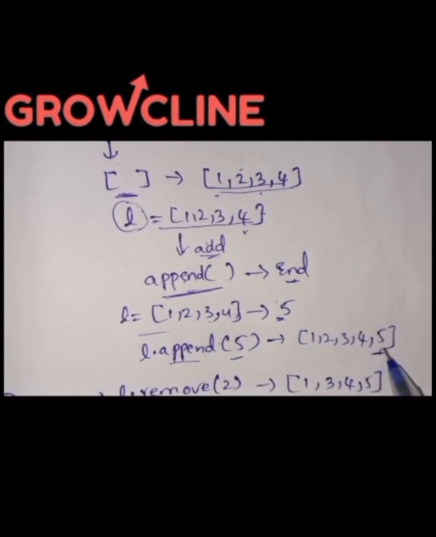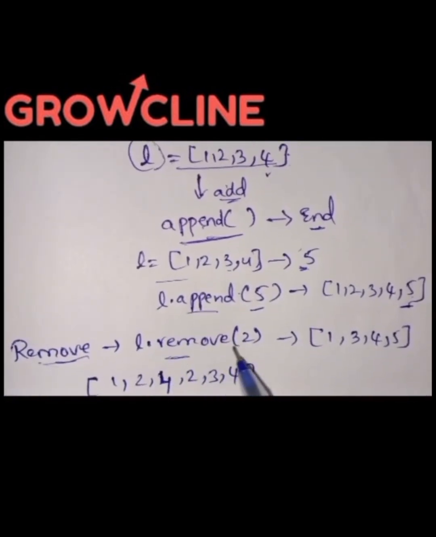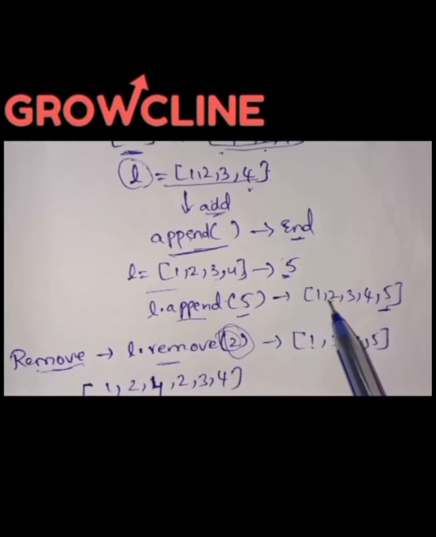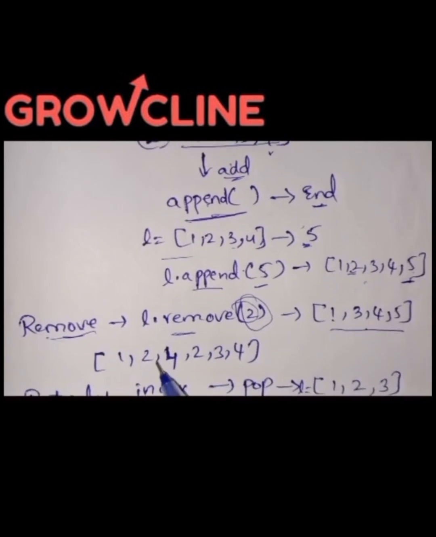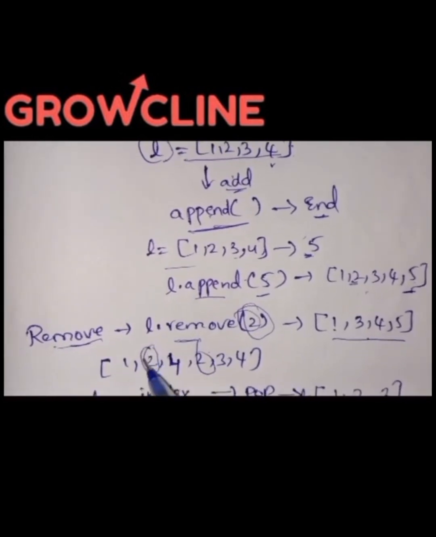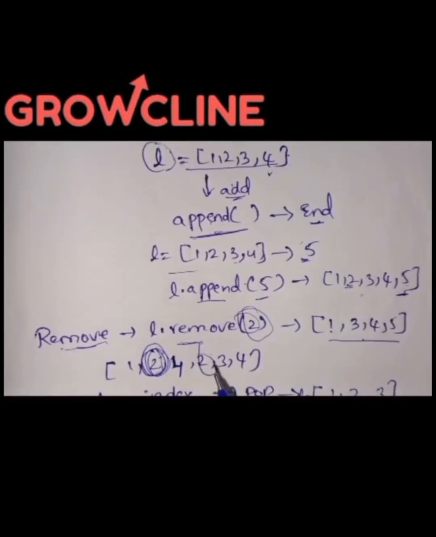What if I want to remove any element from the list? I have to use the remove method to delete any element from the list. Here I have passed the value 2. Then the 2 from the list will be deleted. This is the updated one. If 2 occurred more than once, then the first 2 will be removed using the remove method. Even if the 2 occurred many times, only the first 2 will be deleted.